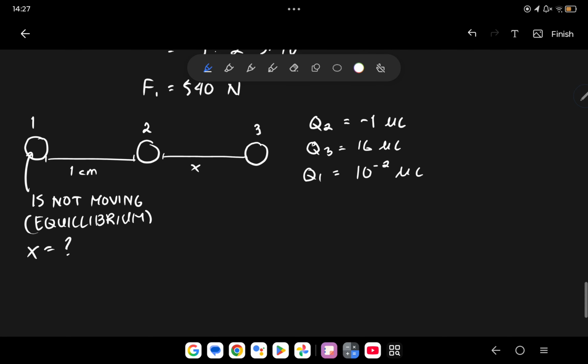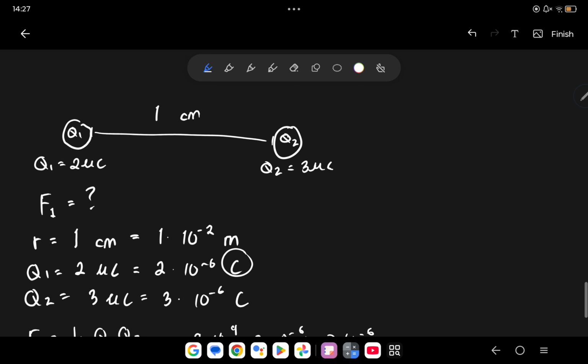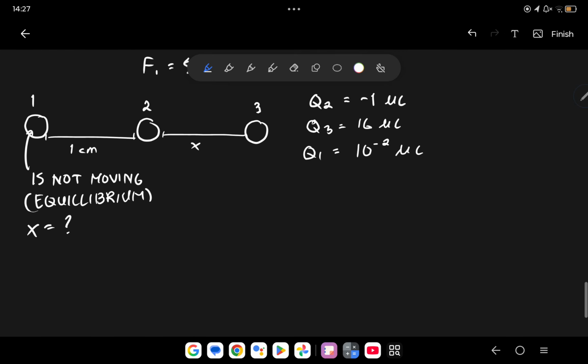I'll give you guys a minute to figure it out. Oh wait, I just realized, I forgot to ask. What is the direction of the force here? Wait, let's go back really quick. What is the direction of the force? Really quickly, this is 2 microcoulombs. This is 3 microcoulombs. They're both positive, which means they're the same, which means they will repel. So repelling would go, the force would go like this. So the force acting on particle 1 will go to the left. All right, cool.